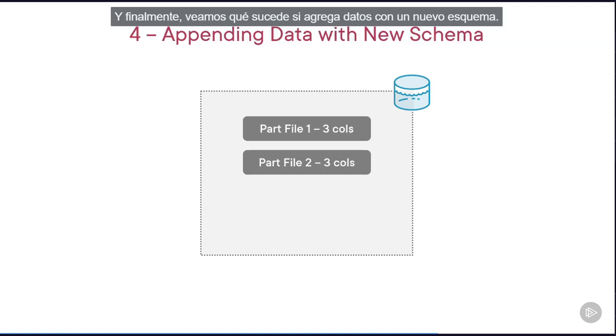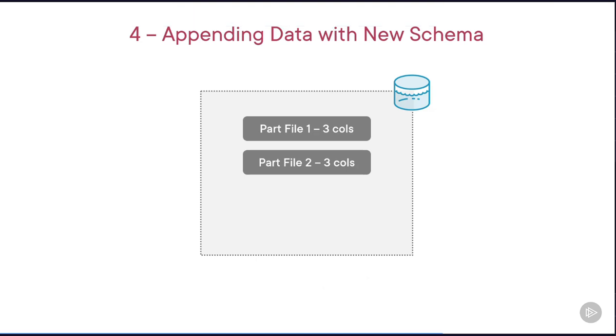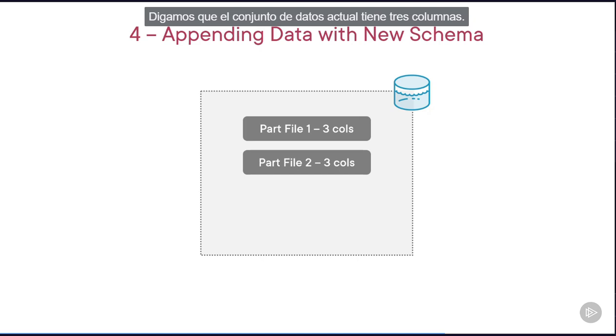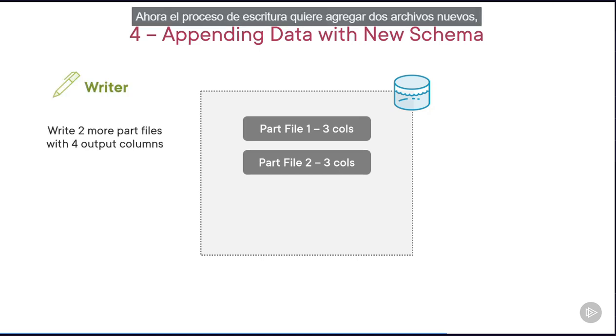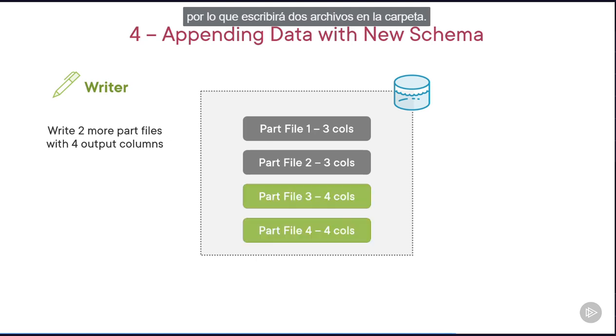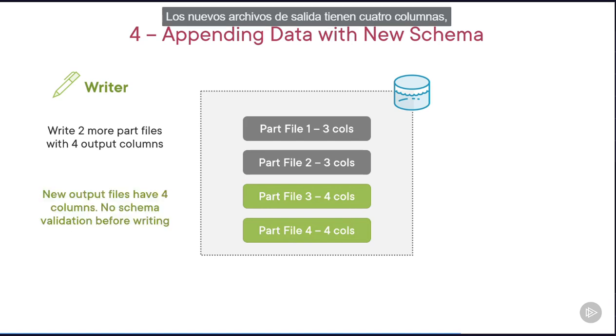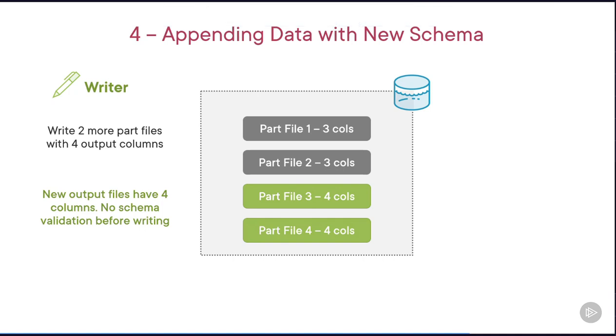And finally, let's see what happens if you add data with a new schema. Let's say the current dataset has 3 columns. Now the writer process wants to append 2 new files. But this time, the output will have 4 columns. So it will write 2 files to the folder. The new output files have 4 columns, but no schema validation is performed before writing the data. And this is where the problem starts.